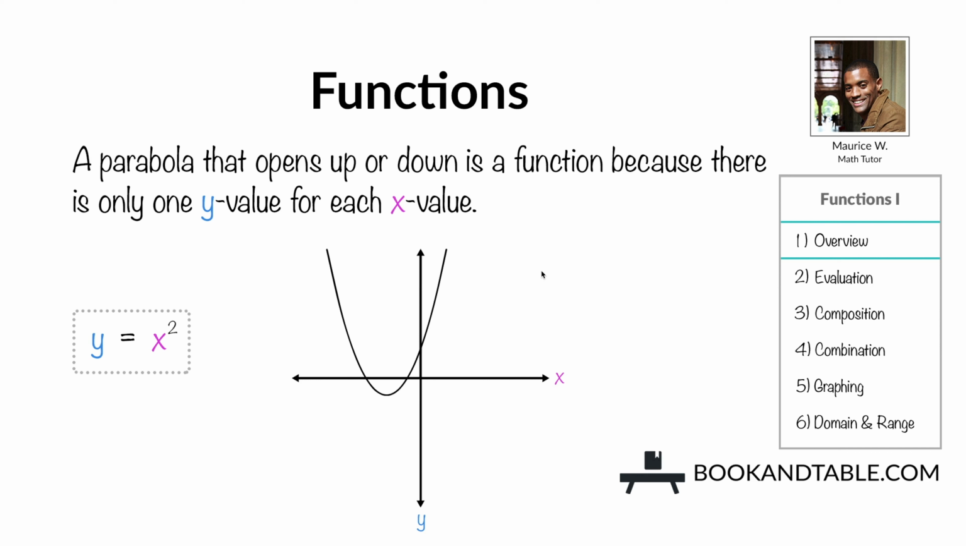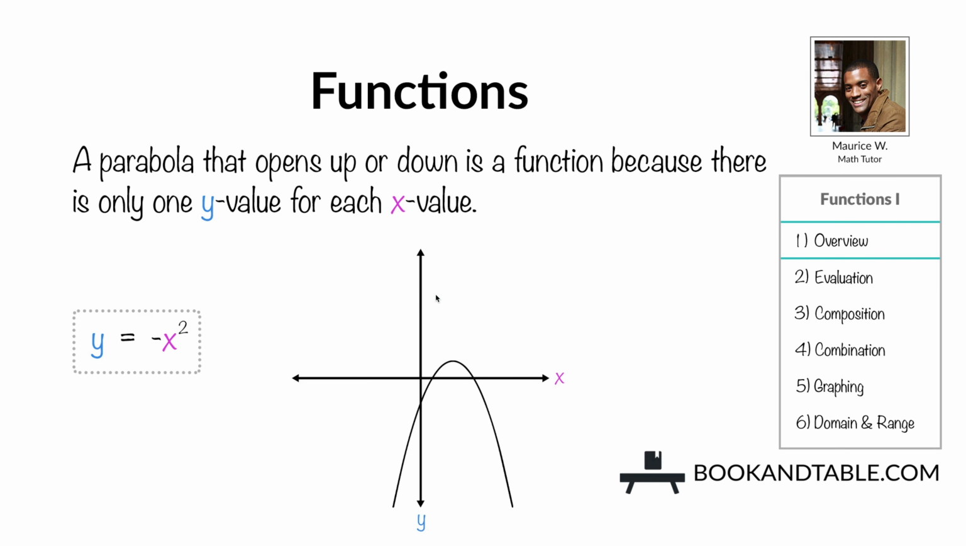A parabola that opens up or down is a function because there's only one y value for each x value. The general formula for a parabola that opens up is y is equal to positive x squared. And we see for each x value, there's only one y value associated with that x. If you go up and down, there's not another y value associated with that point.